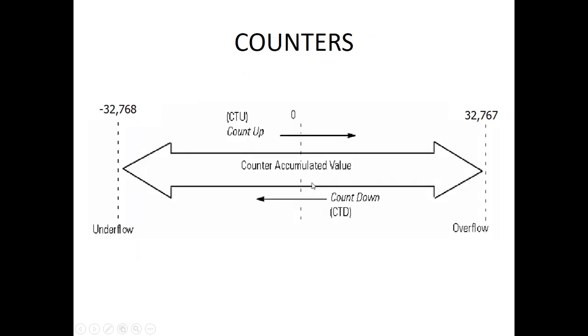Okay, here's my counters. You can count up or count down all the way to negative 32,768. If you go to negative 32,769, the underflow bit will come on. If you go above 32,767 up to 32,768, the overflow bit will go on.